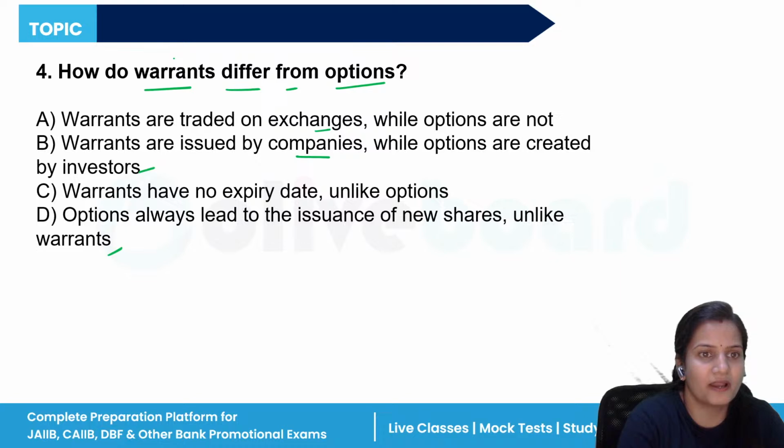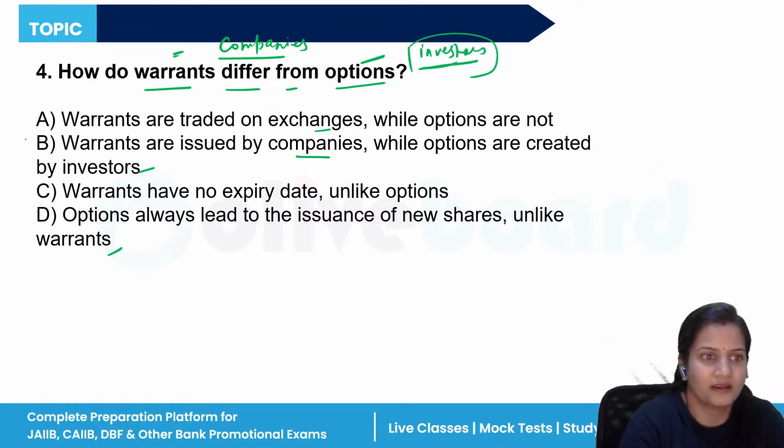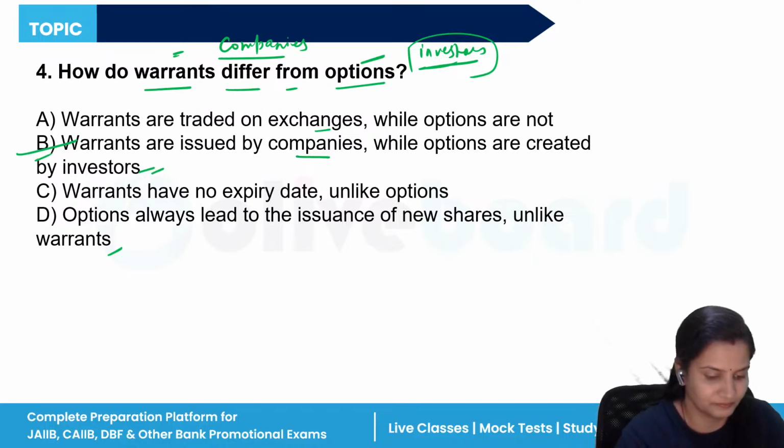So warrants are issued by whom? These are issued by the companies. And options, you have heard of options, swaps, call option, put option. So these are issued by whom? These are issued by the investors, on the stock market. So warrants are issued by companies while options are created by whom? By investors. Clear?